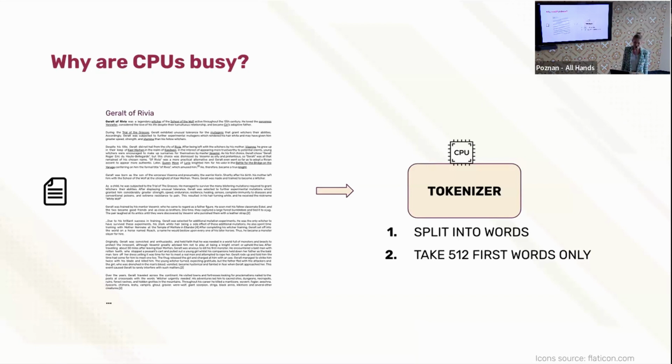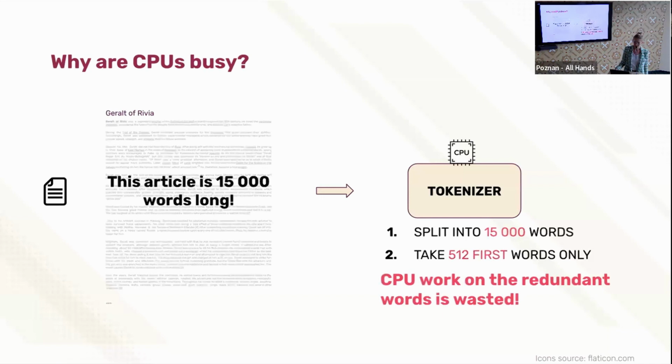However, some of the articles on Fandom, including Geralt of Rivia, are much longer than 512 words. For example, this article is around 15,000 words long, so it's definitely a long read, which means if the tokenizer is not very smart, it first applies the tokenization logic over the entire article, and then it only takes the first 512 words. So we did a lot of work on CPU, and then we just throw the remaining words away.